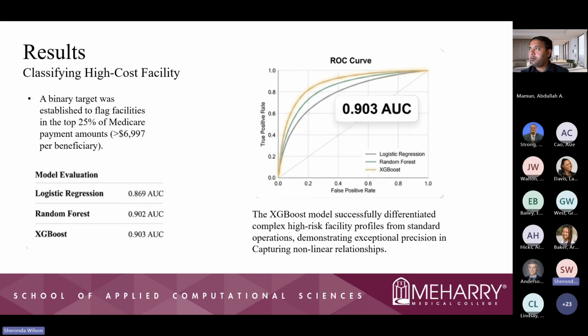So this means that factors such as the risk burden, the utilization, and the cost intensity don't behave in a simple linear way. So the predictive modeling result supports the hypothesis that high cost facilities can be identified using measurable operational and clinical features.